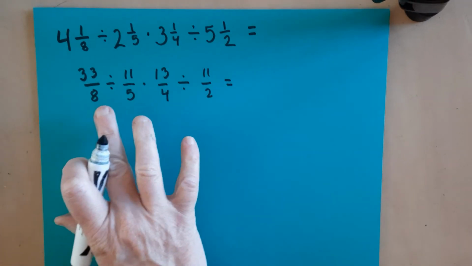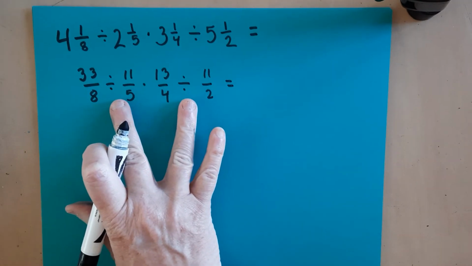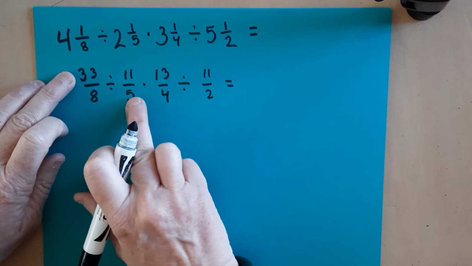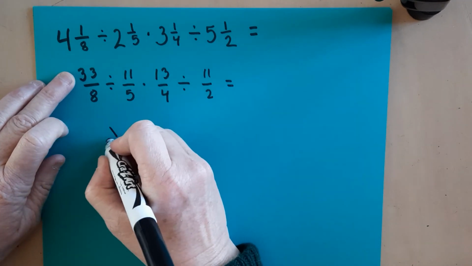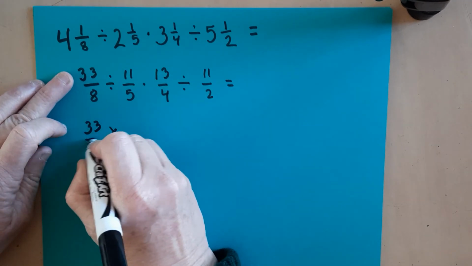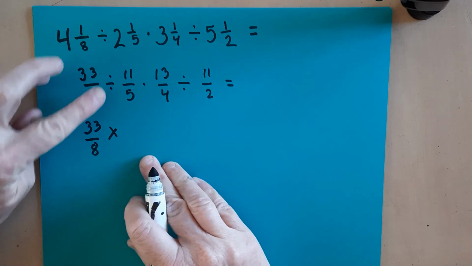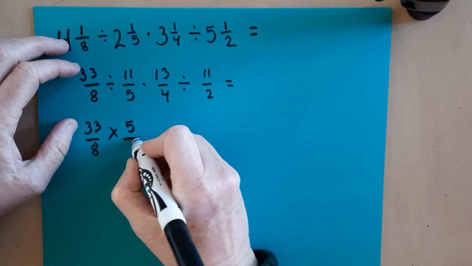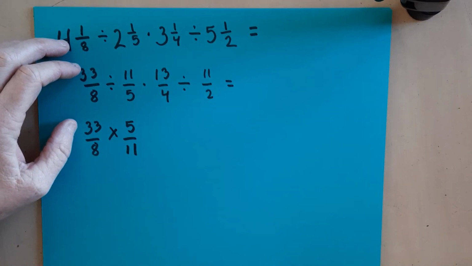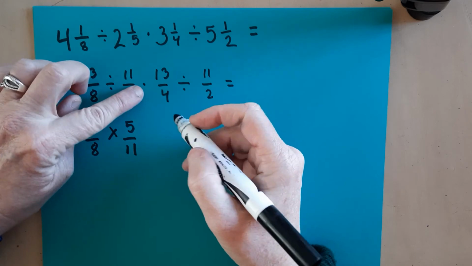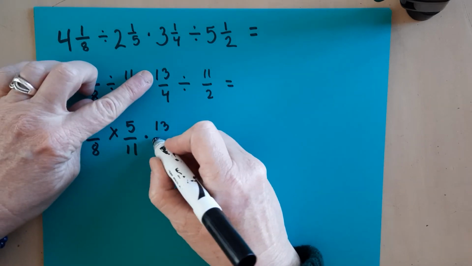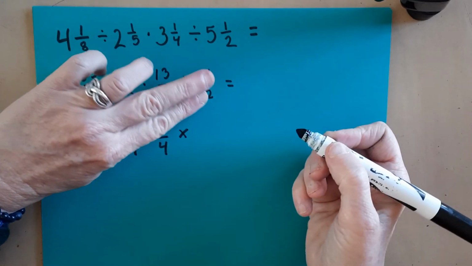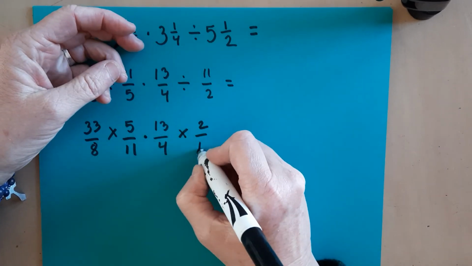Now we see we have a mixture. We have two division signs, and then we also have a multiplication sign. So for the division ones, when you divide by a fraction, it's the same as multiplying by its reciprocal. So we have 33/8. We're going to change this into multiplication. We're going to change 11/5 into its reciprocal, which is switching the numerator and the denominator around. It gives us 5/11. We're going to multiply that by 13/4. We're just going to bring that down. And here we have another division sign that we have to change to multiplication. Switch that to its reciprocal.